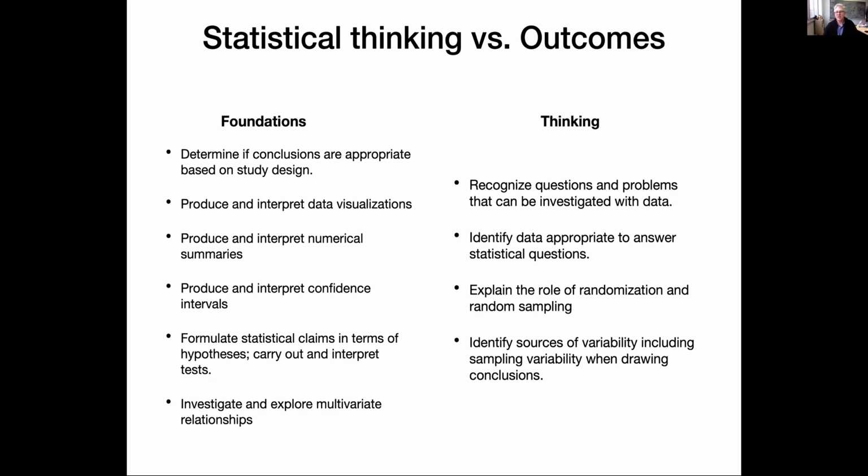On the thinking side are some larger order things, starting from the bottom of this list, identifying sources of variability and sampling variability and understanding the role those play in making conclusions about the summaries and the visualizations that you produced earlier. Recognizing when questions can and can't be answered with data and what data might be appropriate for answering those questions. So again, the purpose here was to kind of separate the higher level thinking skills from, I hate to say lower level because they're pretty high themselves, but for the more atomic foundational skills.